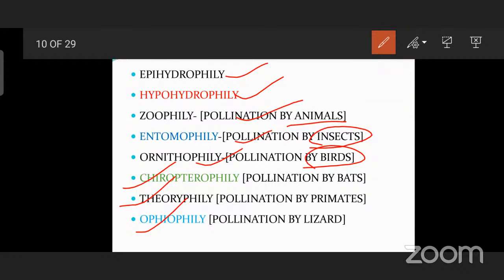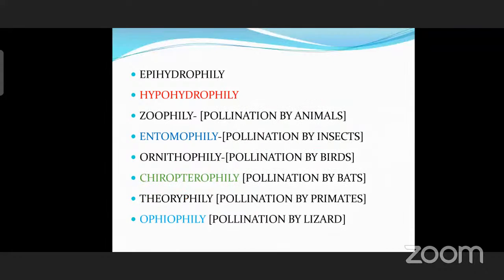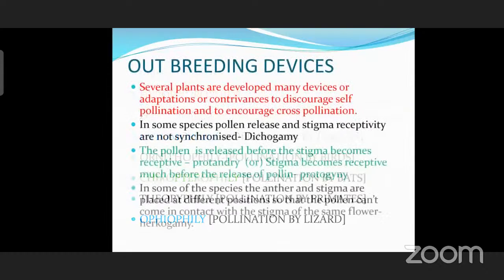In the majority of insect-pollinated flowers, the flowers are large, colorful, fragrant and rich in nectar. When the flowers are small, a number of flowers are clustered in an inflorescence to make them conspicuous. These are agents of pollination. We will go to the next slide.